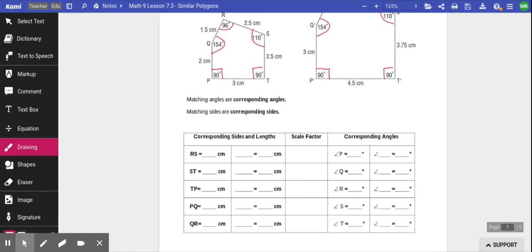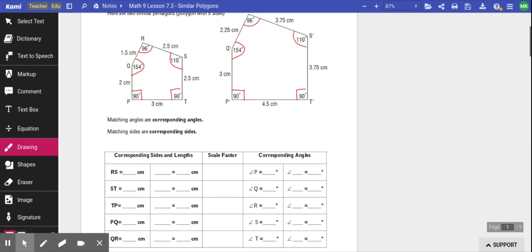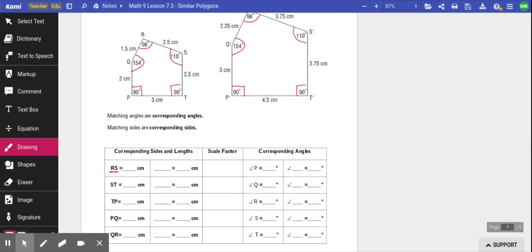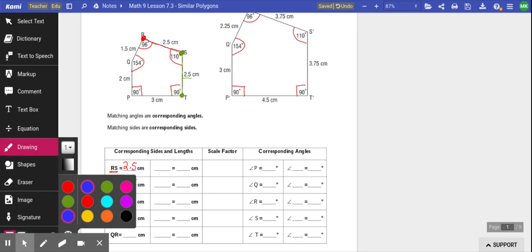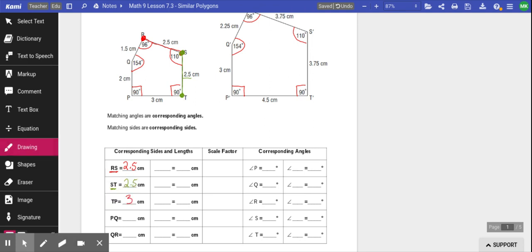So if we look at RS, RS means from point R right here to point S right here. That's 2.5. If you look at side length ST, ST means if you drew a dot at S, you drew a dot at T, and you connected the dots, that's 2.5. TP is across the bottom, so that would be 3. PQ is on the left side, which is 2, and then from Q to R is 1.5.